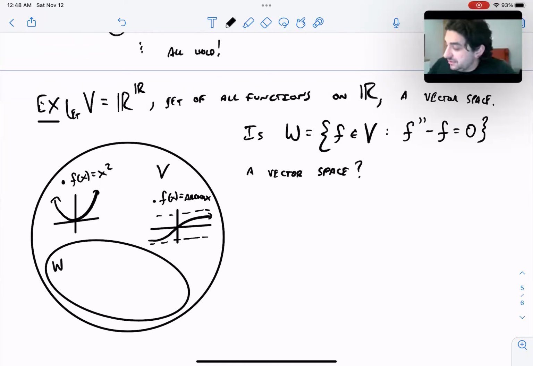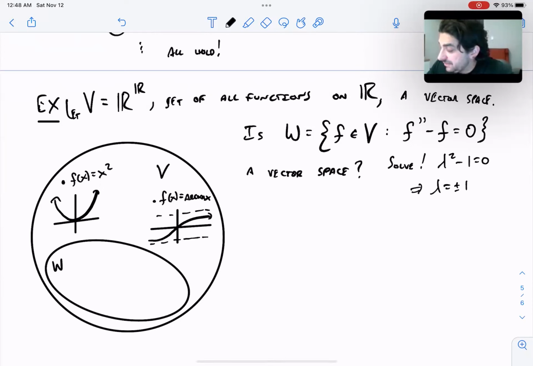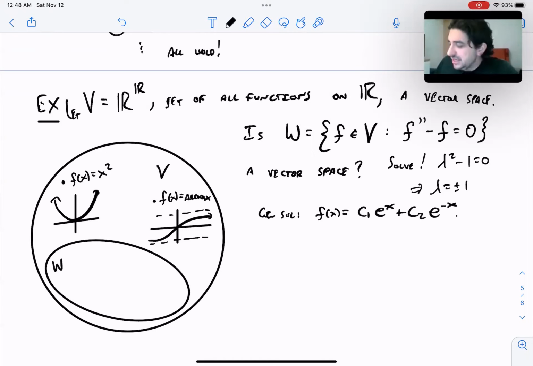Well, you could do characteristic polynomial. Let's solve this. So what do you get? You get lambda squared minus 1 equals 0, so lambda is plus or minus 1. So the general solution is f of x equals c1 e to the x plus c2 e to the minus x. That's what's in W: all the functions that you can write using different values of c1 and c2, where c1 and c2 can be any real number.